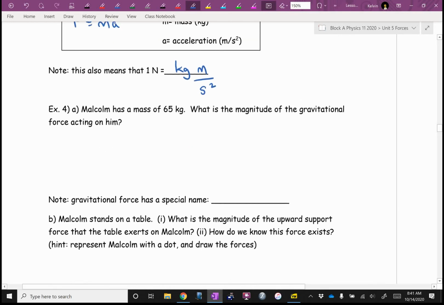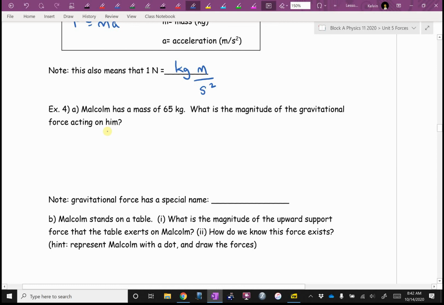Example 4. Malcolm has a mass of 65 kilograms. What's the magnitude of the gravitational force acting on him? Huh? What's this asking me to find? The magnitude, the size of what? Gravitational what? F equals what?